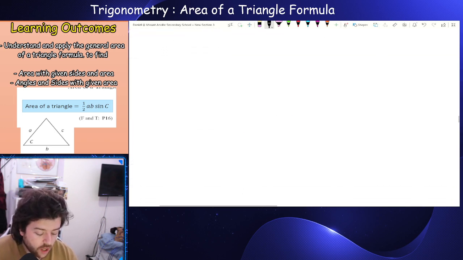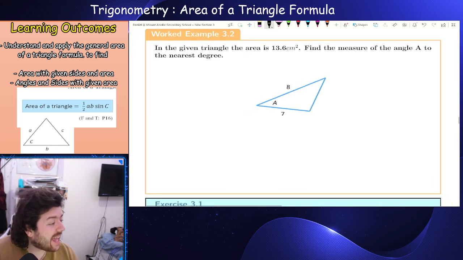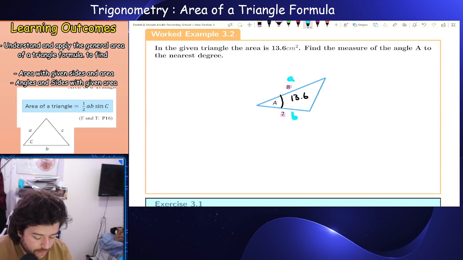So we can also use this formula now if we're given the area of a triangle, and we can use that to find a missing side or angle. So for example, in worked example 3.2 here, in the given triangle, the area is equal to 13.6. Find the measure of angle A to the nearest degree. Well, I know the area is equal to 13.6, right? So I have two sides, and I'm looking for the angle that's between them. So this is going to be my a, this is going to be my b, and then this is going to be my big C.